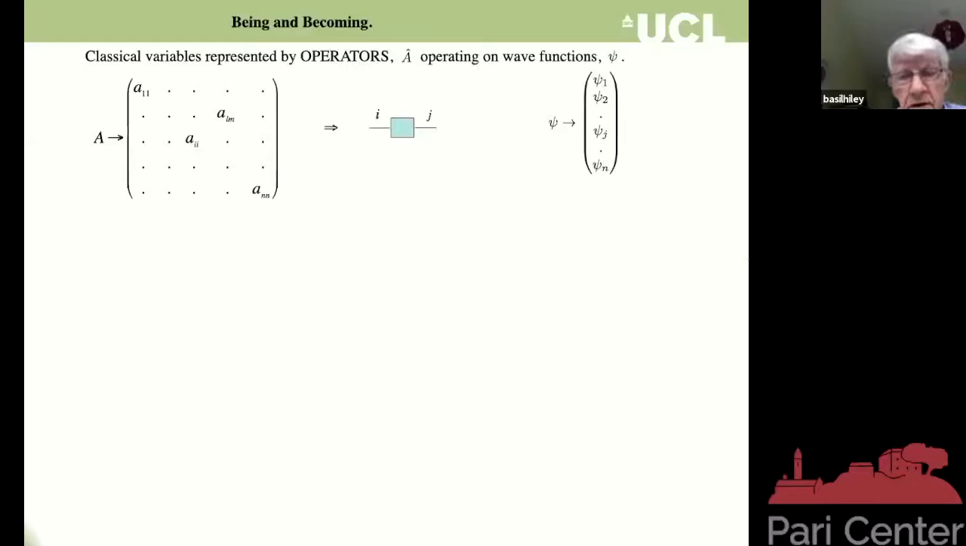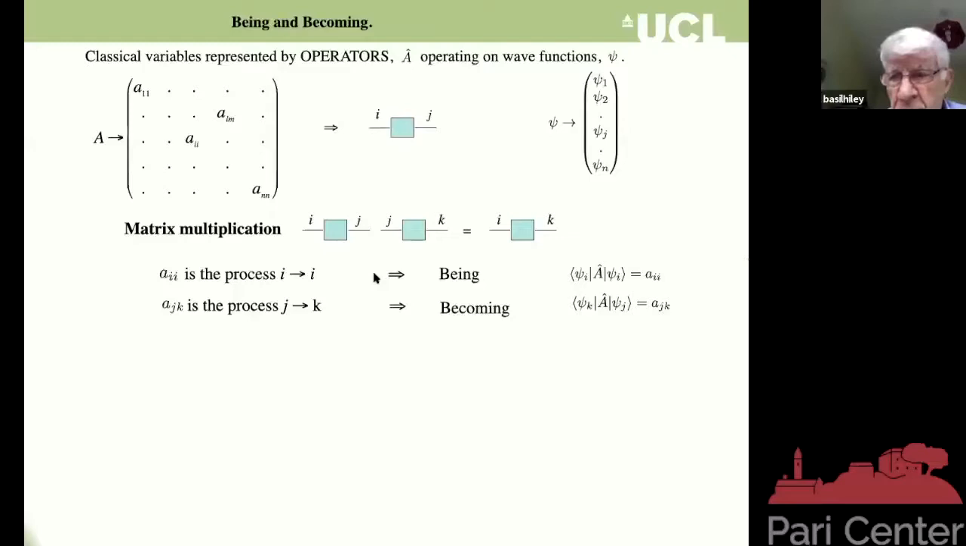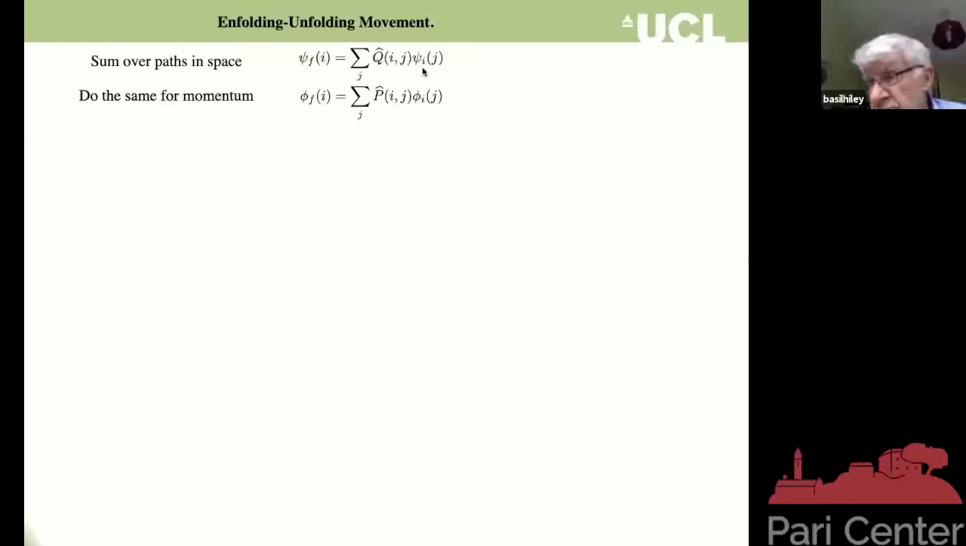Right. So what I want you to note is that down the diagonal is being, because it goes from one box to the same box. We are diagonal elements because we put food in, and I won't say what we do with the waste, but we remain the same. And the becoming is the process. Okay. Now you do that with the position, but you can also do the same thing with the momentum.